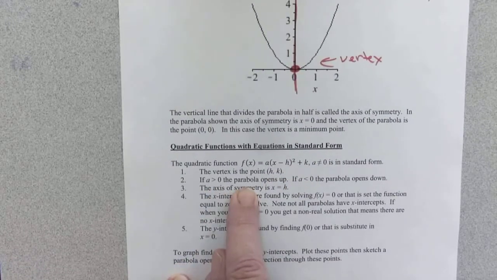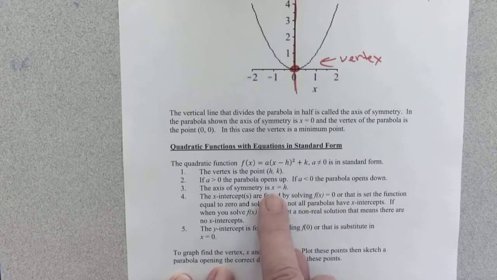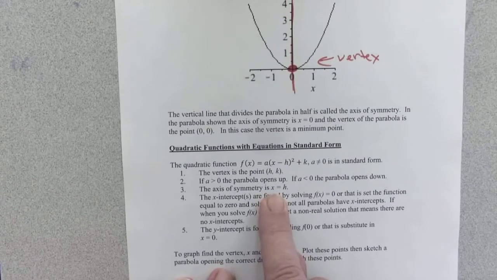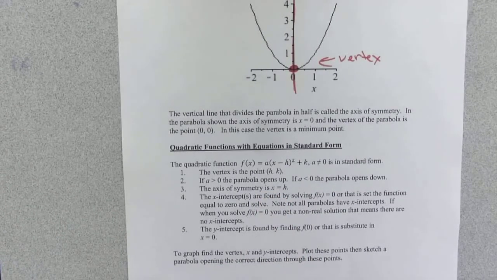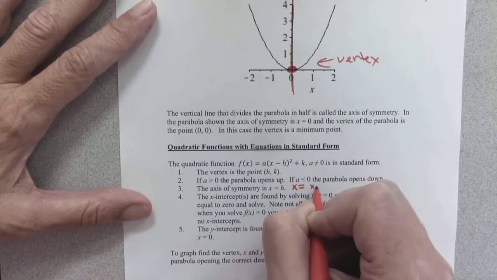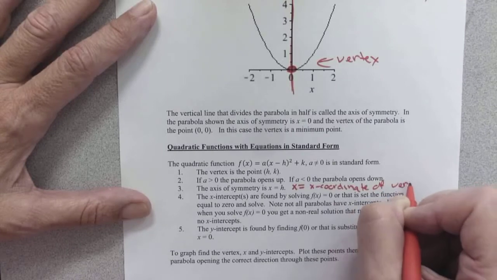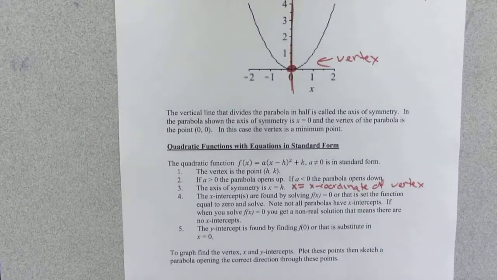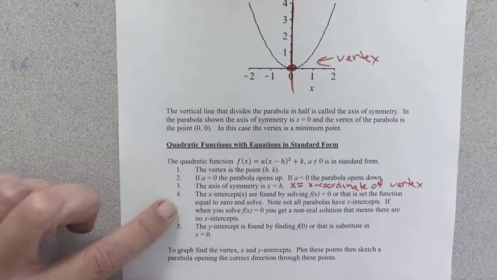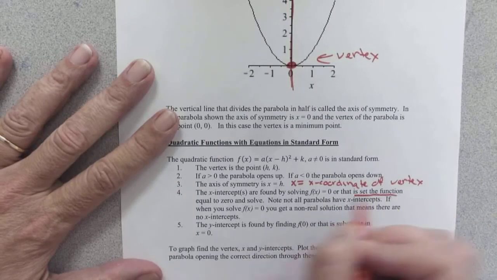If a is greater than 0, the parabola opens up. If a is less than 0, the parabola opens down. The axis of symmetry is x equals h. Now, instead of memorizing that, another way of saying that is x equals the x coordinate of the vertex. That's all that is ever saying about the axis of symmetry. The x-intercepts are found by solving f of x equals 0, that is, set the function equal to 0 and solve. And that's the easiest way to remember it.